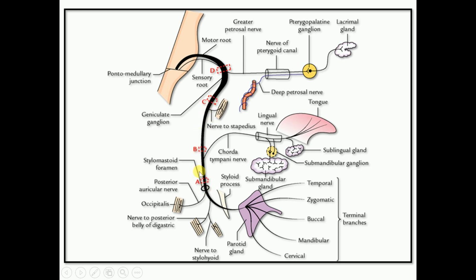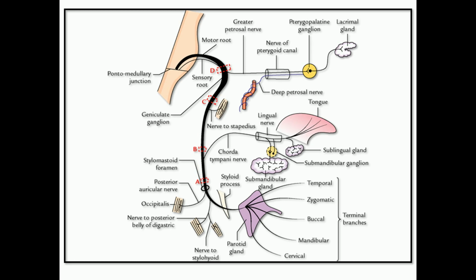So this one is the mastoid part, this one is the tympanic part, and this one is the labyrinthine part. These are the three parts of the facial canal through which both motor and sensory routes pass. Now, branches and distribution of the facial nerve.